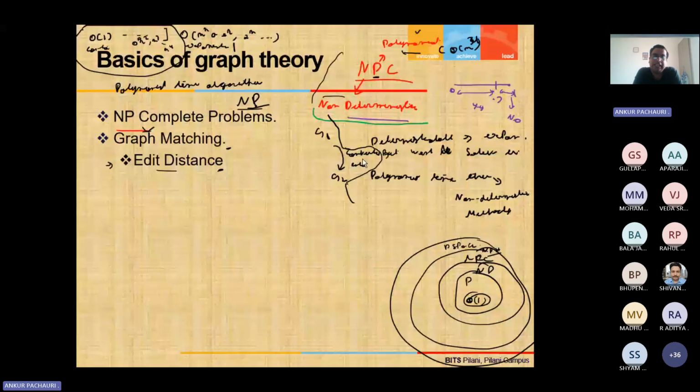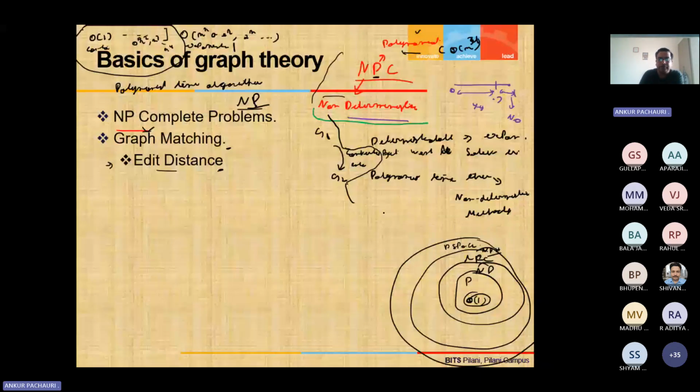Our main motto is to convert one graph into another. Initially one graph was not isomorphic to the other; they were non-isomorphic, but somehow we convert one graph into the other by either shrinking it or growing it. The number of operations done will be called the edit distance of a graph.